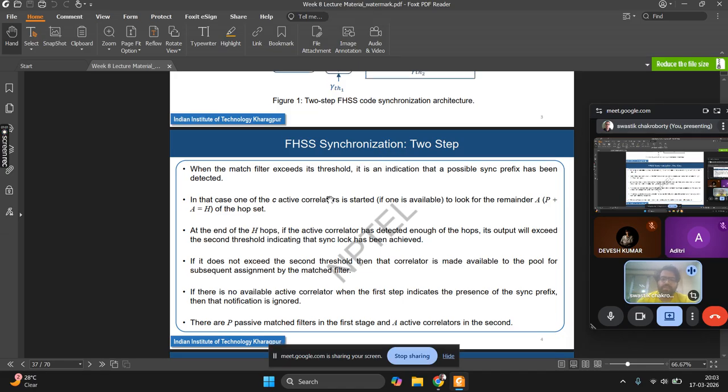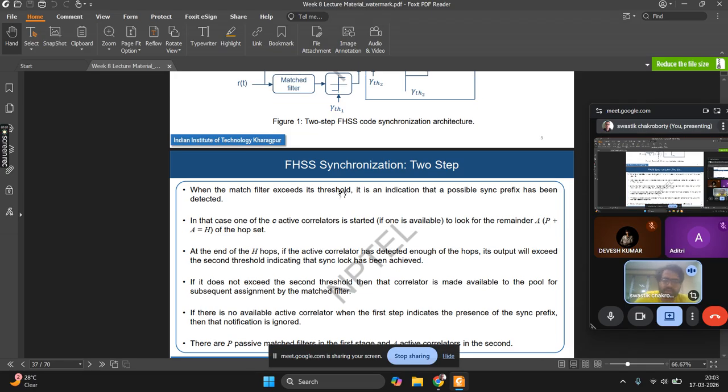So when the matched filter output exceeds the threshold, it is an indication that a possible sync prefix has been detected. Basically, there is a particular small pattern that you have detected, so we can start the synchronization process. In that case, one of the C active correlators starts to look for the remainder of the hop set. At the end of each hop, if the active correlator has detected enough of the hops, its output will exceed the second threshold, indicating that sync lock has been achieved.